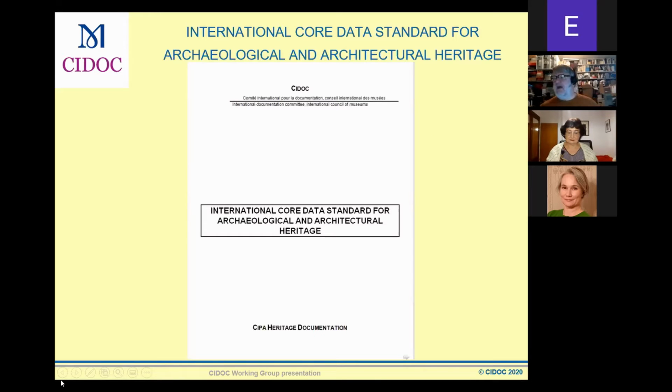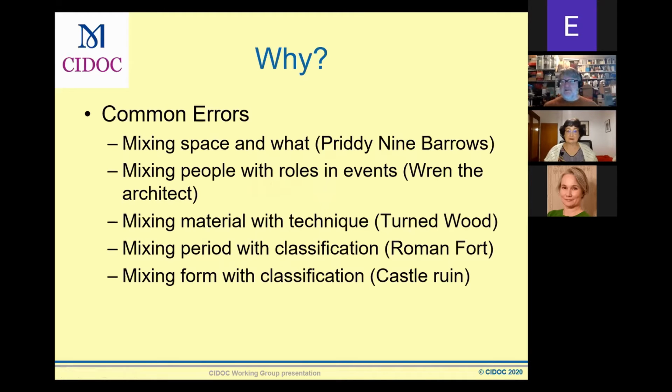So the first area we're going to look at is new, in that we haven't finished publishing it yet: the International Core Data Standard for Archaeological and Architectural Heritage. Now this is trying to address some very common errors that we see in archaeological documentation around the world. So we quite frequently see people mixing the archaeological thing with where it is. So we mix space and what we're looking at as being the same thing. And it really doesn't work very well.